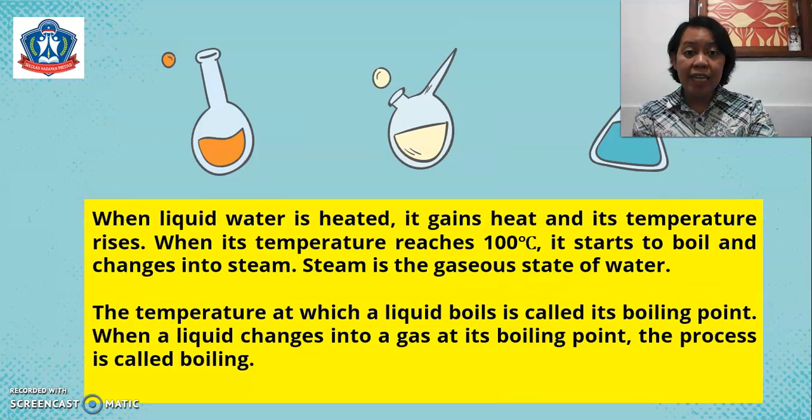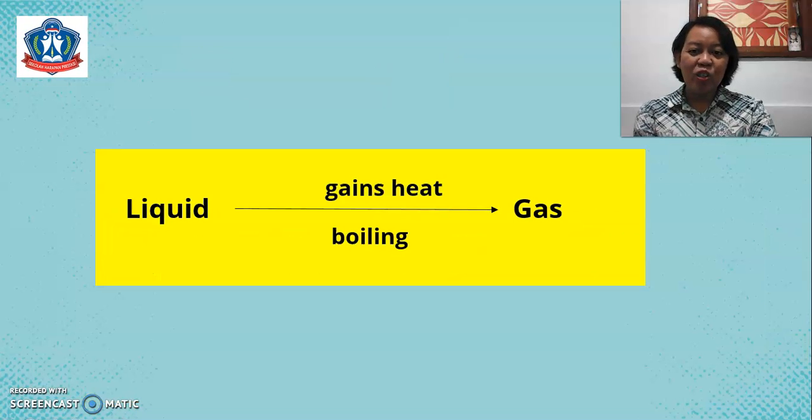When liquid water is heated, it gains heat and its temperature rises. When its temperature reaches 100 degrees Celsius, it starts to boil and changes into steam. Steam is the gaseous state of water. The temperature at which a liquid boils is called its boiling point. When a liquid changes into a gas at its boiling point, the process is called boiling. So here is a simple diagram. Liquid turns into gas when it gains heat through the process of boiling.